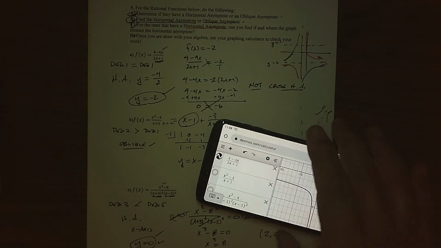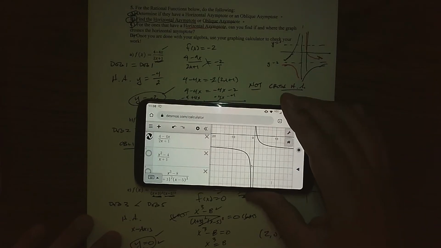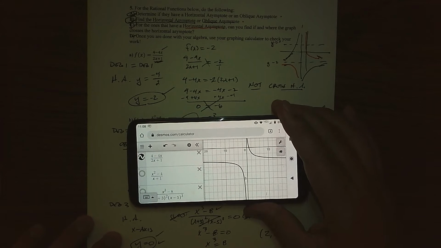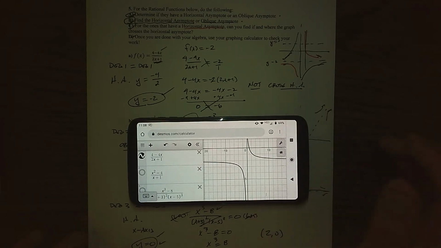Okay, so now that we did the algebra, I'm going to go ahead and turn to my Desmos calculator and kind of verify what we basically found algebraically. And again, if you're doing your math right, the graph and everything should be spot on.